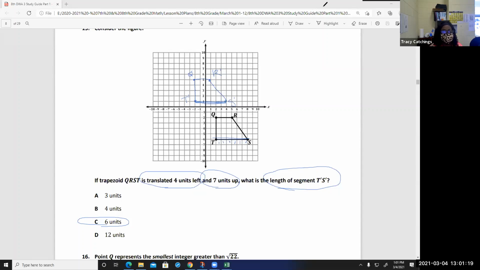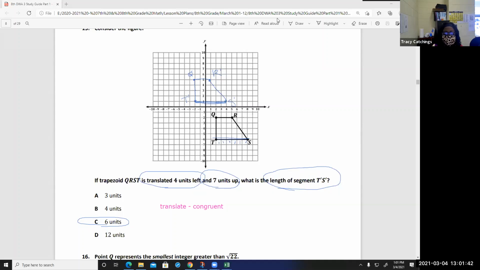And the whole point was to remember that if a translation happened, we know we got a congruent shape. So I really didn't have to draw it to look at it, because whatever TS is in the first shape, it's still going to be the same in the second shape. Any questions?